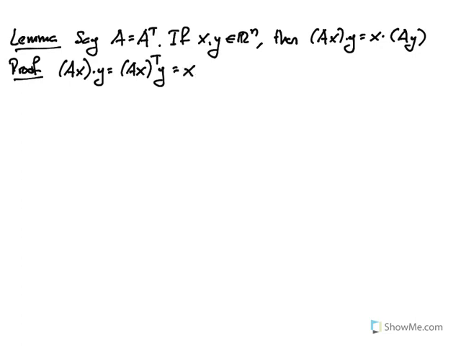And now we use the properties of the transpose. So this is x transpose, A transpose times y. And here we use that A transpose is equal to A. So this is x transpose times Ay, which by definition is just the inner product between x and Ay. Okay, so it's a very simple fact about symmetric matrices.